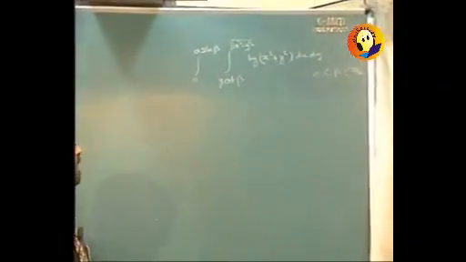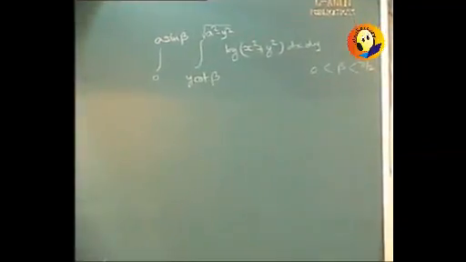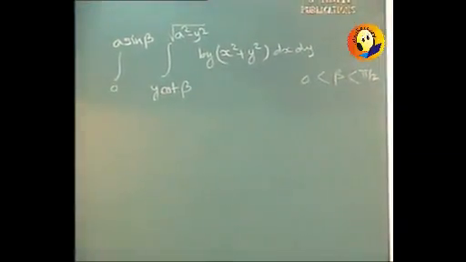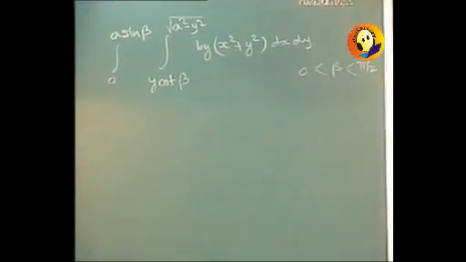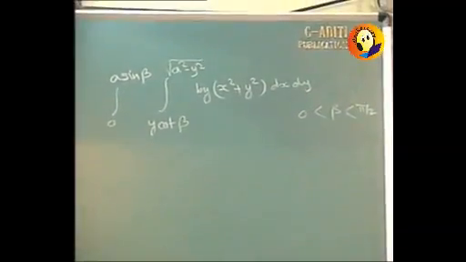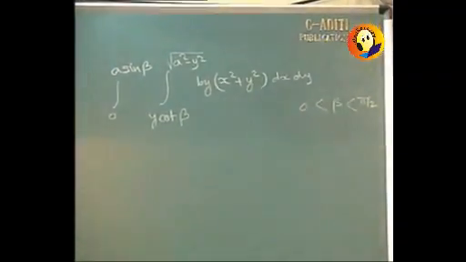It is integral 0 to a sin beta, integral y cot beta to under root of a square minus y square, log of x square plus y square dx dy, where it is given that beta is in between 0 to pi by 2. We will start with our usual discussion.